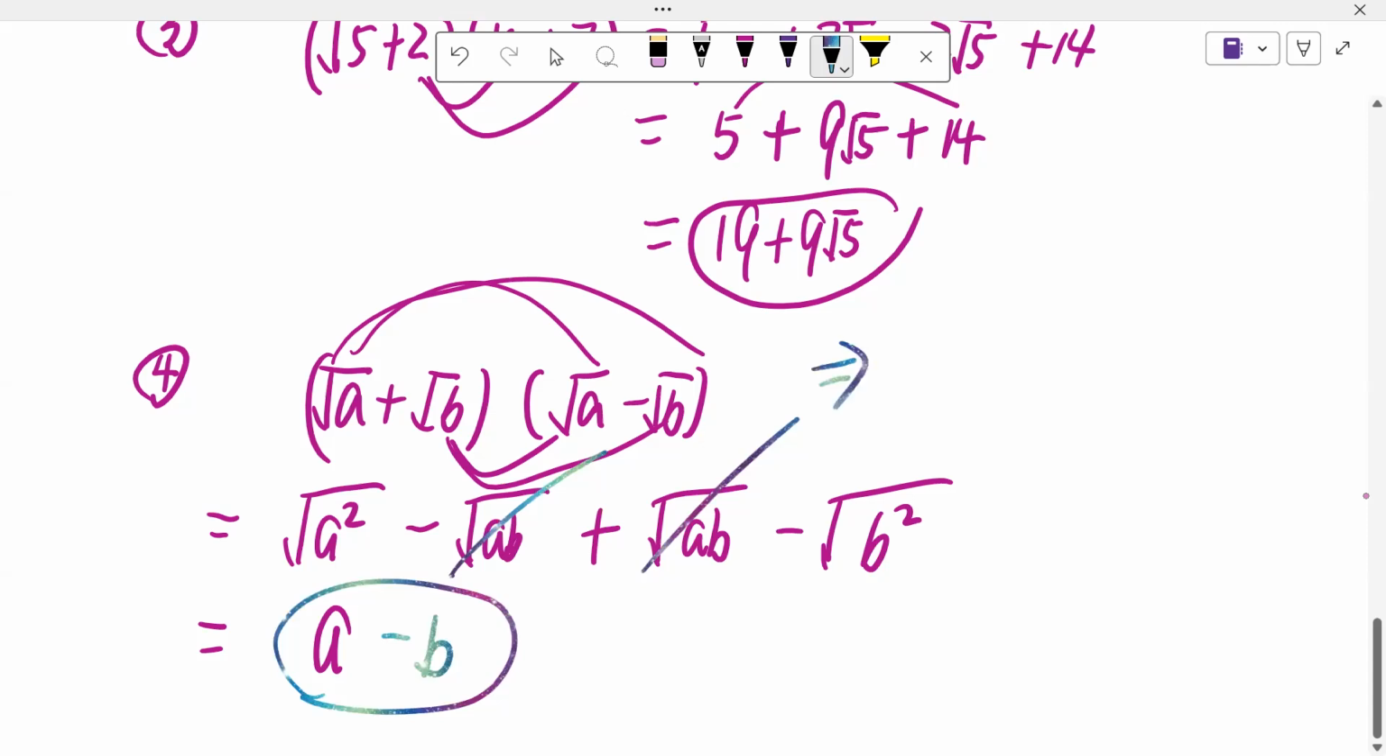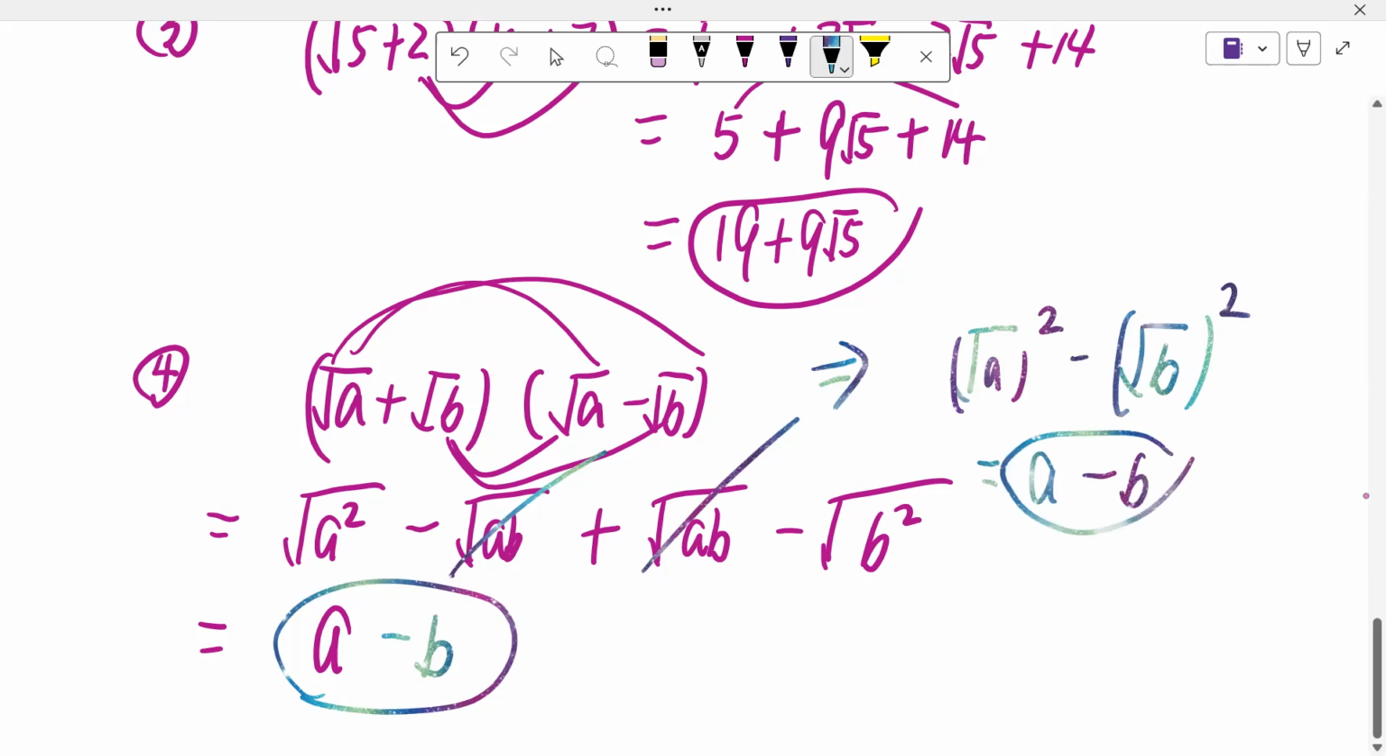Also, if you use a shortcut, that's going to be radical A squared minus radical B squared, A plus B, A minus B, A squared minus B squared. So the square root of A squared is A, square root of B squared is B, A minus B. Okay. Same result, no difference. Okay, any question about this?